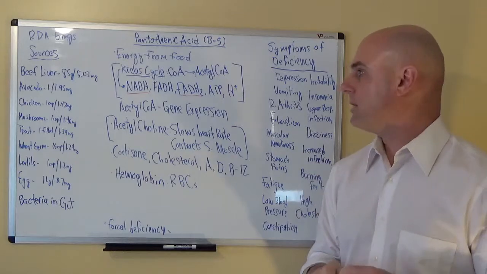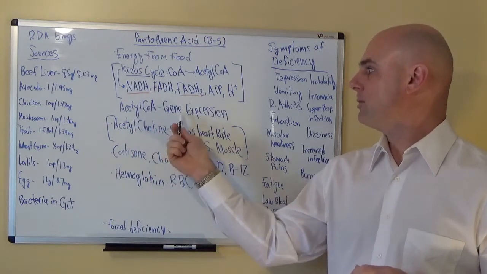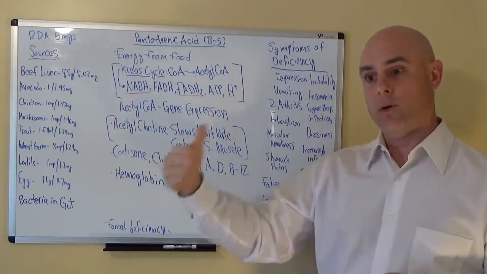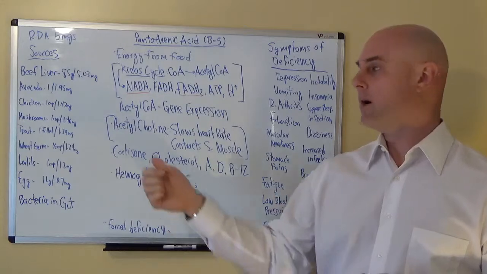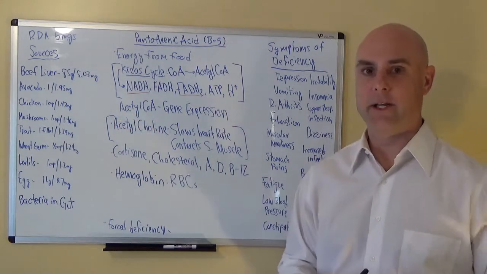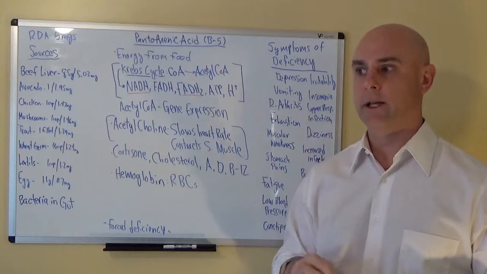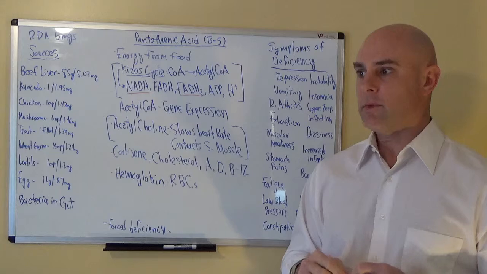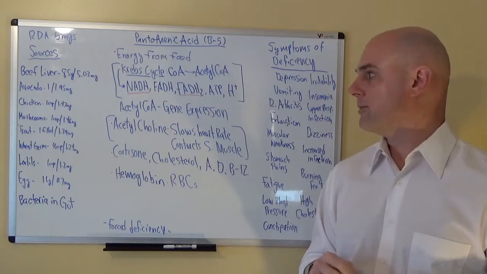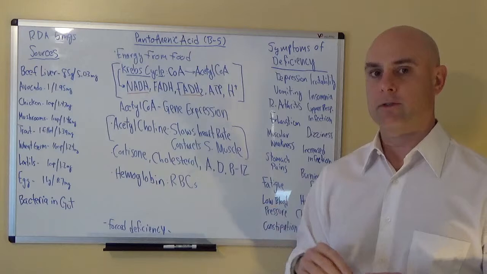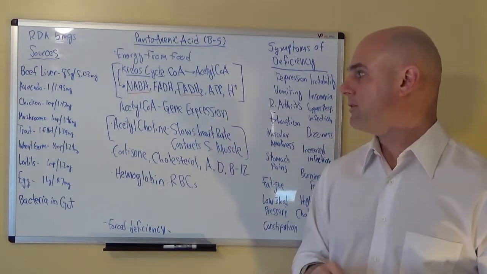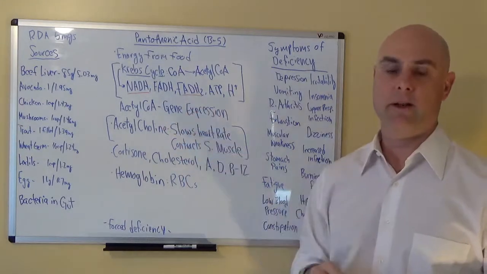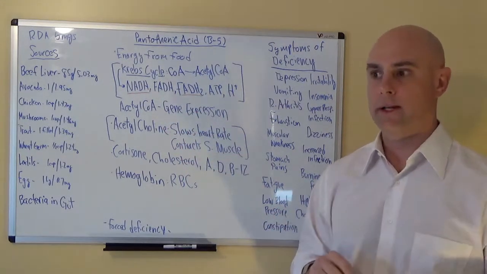So pantothenic acid also contributes to gene expression because acetyl-CoA also induces gene expression by acylating genes. So when a gene is acylated, it's more likely to be expressed, and when a gene is methylated, it's more likely to be silenced or not expressed. So niacin methylates certain genes, and pantothenic acid helps acylate genes. So you can see how pantothenic acid and niacin are related in that regard.